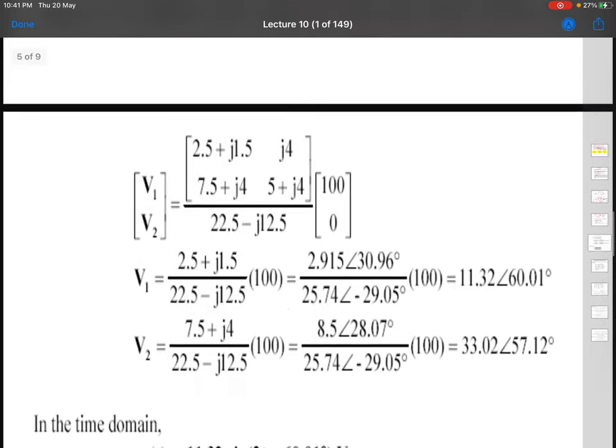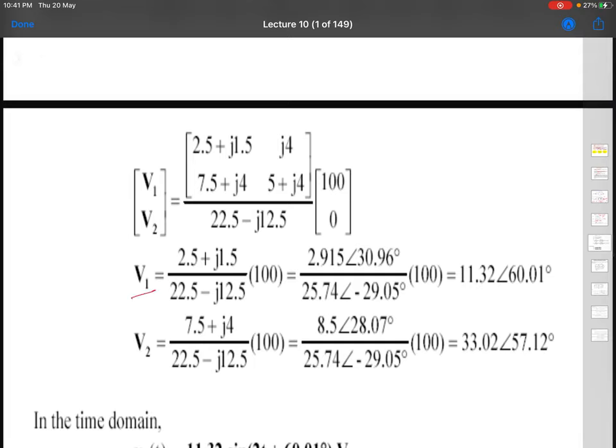Once you write it in matrix form, then you can calculate V1 and V2, the voltages here. Obviously you get them in phasor form, because you converted the whole circuit into phasor form, and you got the answers in phasor form.